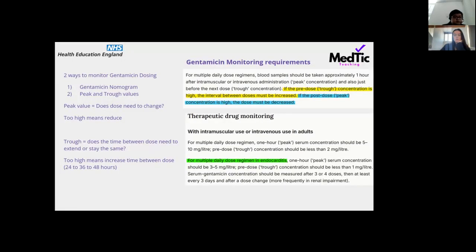Right, I'm just seeing if there's any questions. Wei Jie Tiam, okay. Where did you get the info on dosing and renal impairment being 3 milligrams per kilogram?